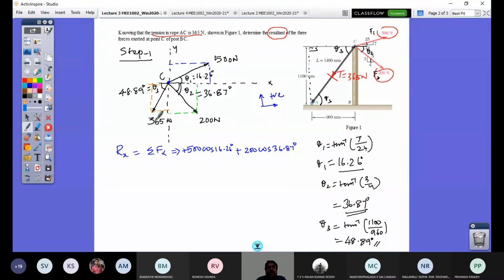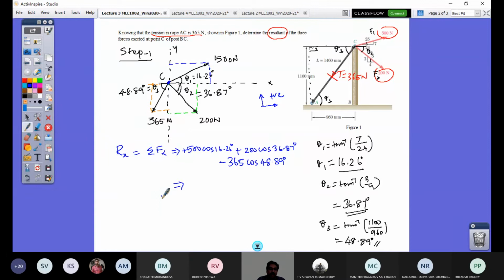36.87 degrees. Then the third force, again you look at now it's projected here on the horizontal axis, but from point C, or with respect to the tail of the vector, the tension vector, you see that is to the left. So you should follow the convention, that's minus 365 cos of angle 48.89 degrees. So this should solve for my Rx, that is the resultant x component sum or sigma Fx.